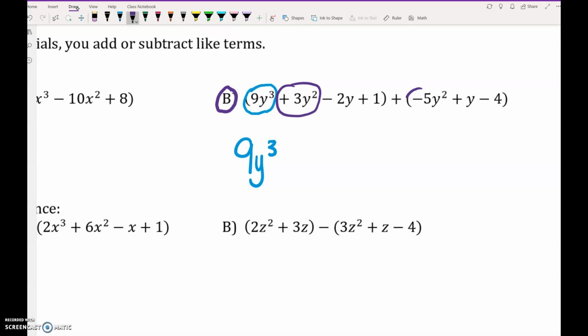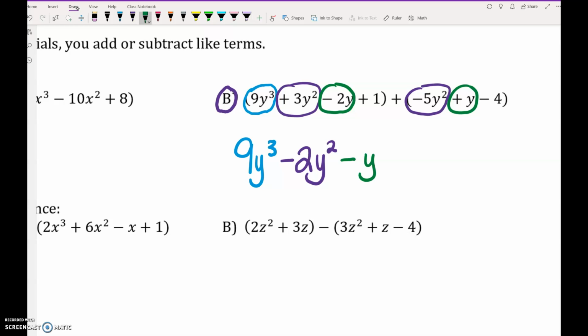3y squared. There's also a negative 5y squared. What's 3 and negative 5? Negative 2y squared. When you're adding, you don't increase exponents, you just combine the coefficients. Negative 2y and y. What is negative 2 plus 1? Negative 1y. You can write the 1 in front of the y or leave it off. It's up to you. And 1 plus negative 4, negative 3. That's it. That's all.